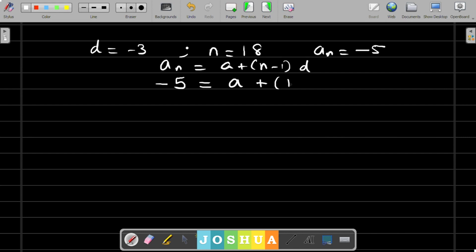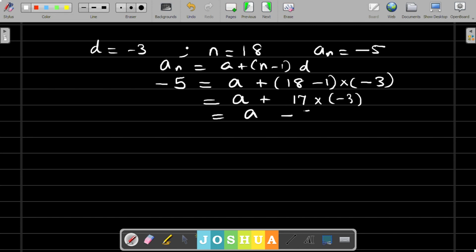Again the same equation. AN is equal to A plus N minus 1 times D, and AN value given is -5. A value they didn't give, and N value they gave, 18 minus 1, D is equal to -3. So whenever you have a minus value, better put a bracket so it gives some clarity that we are multiplying. Otherwise some students start to subtract the value, so better keep in this order.